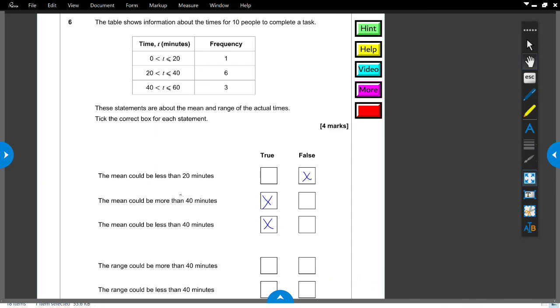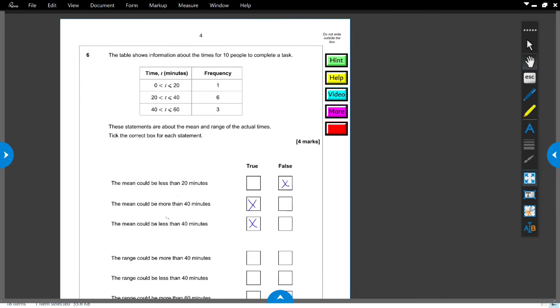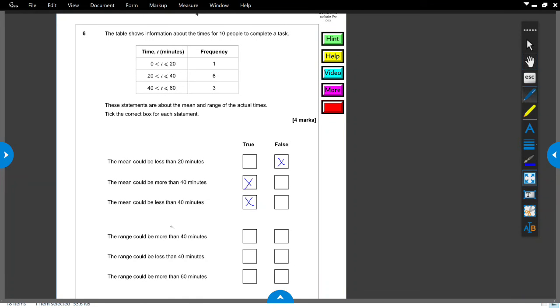The ranges for this one is a little bit easier. The range can be more than 40. We just want the range to be as large as possible because we're dealing with more. We're looking for as much as possible. But I have to be a bit careful here and a bit selective with what I'm choosing. I want to have the lowest possible value and the highest possible value. And if I do 60 minus 0, that gives me a range of 60, which is more than 40. So that one's true.